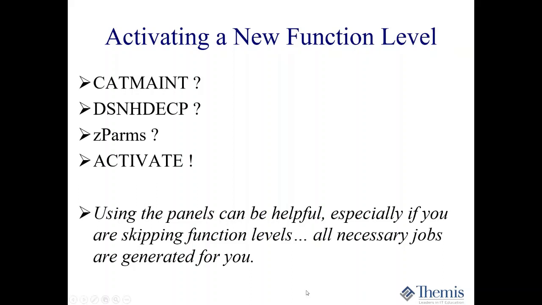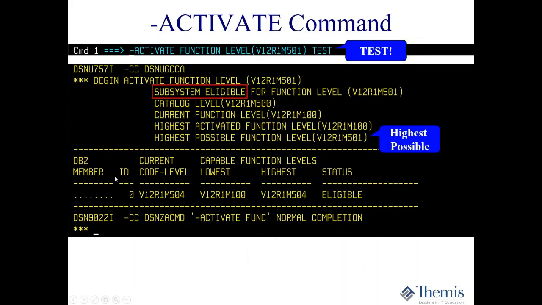Just a quick side note for the system folks in the room. I know most of you guys don't like using the panels, but it might actually be helpful in this case to generate exactly what is needed. All right. When you go to activate, or before you even do that, you can run this command, ACTIVATE FUNCTION LEVEL, and tell it what you want, and put the keyword TEST on the end, and it'll tell you whether you're ready for that. Right? And there's several things that you need to be ready.